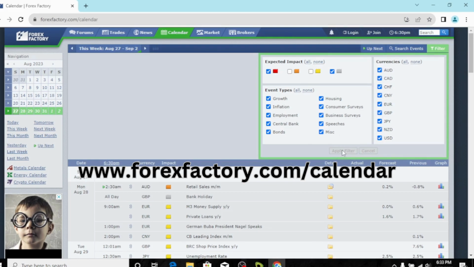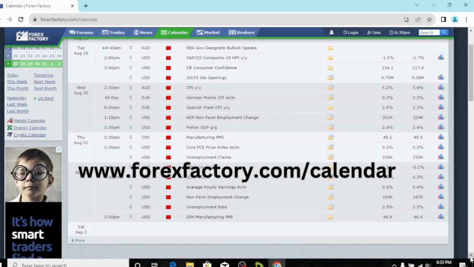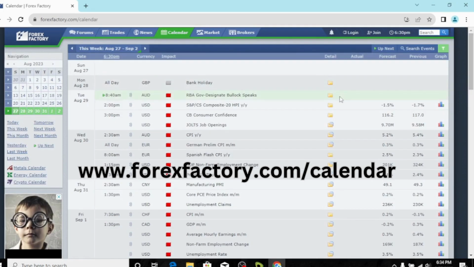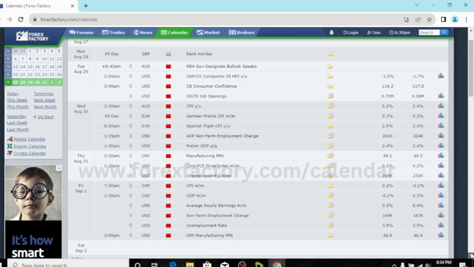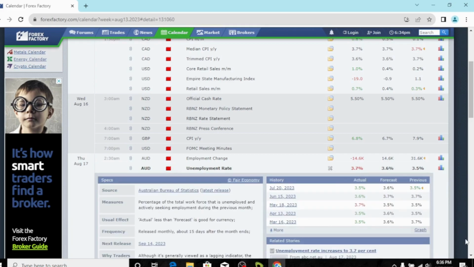If you look down at the right hand side here, we have got the details. Click on it to expand it. You will pretty well see what is happening behind the scenes. For example, let's look at the Aussie dollar news that occurred on August 17th. On August 17th, there was news about Australian unemployment rates, also known as jobless rates. Click on this box here. You will see the details of the news.